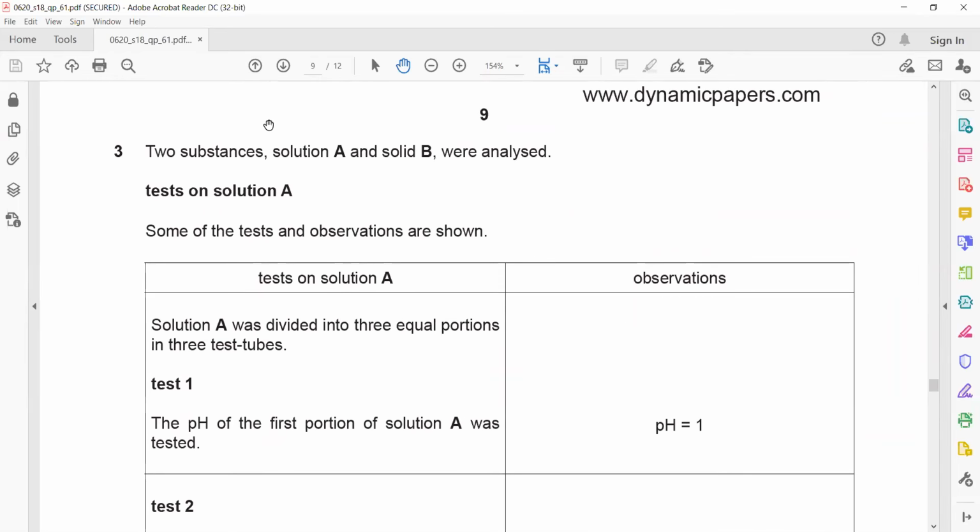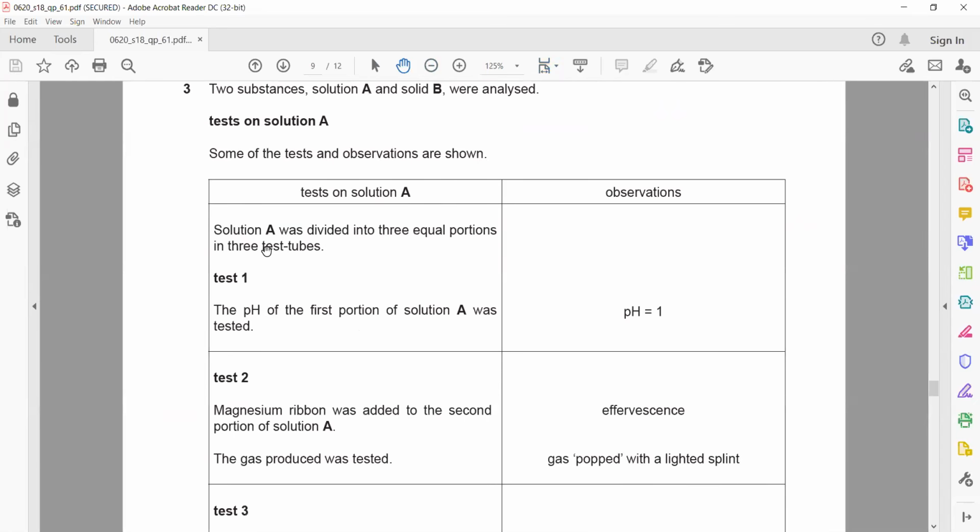Two solutions A and B were analyzed. Tests on solution A, some of the tests and observations are shown. Solution A was divided into 3 equal portions. The pH of the first portion was measured, so pH is 1. It shows that it is a strong acid. Less than 7 shows acid, and 1 and 2 show strong acid.